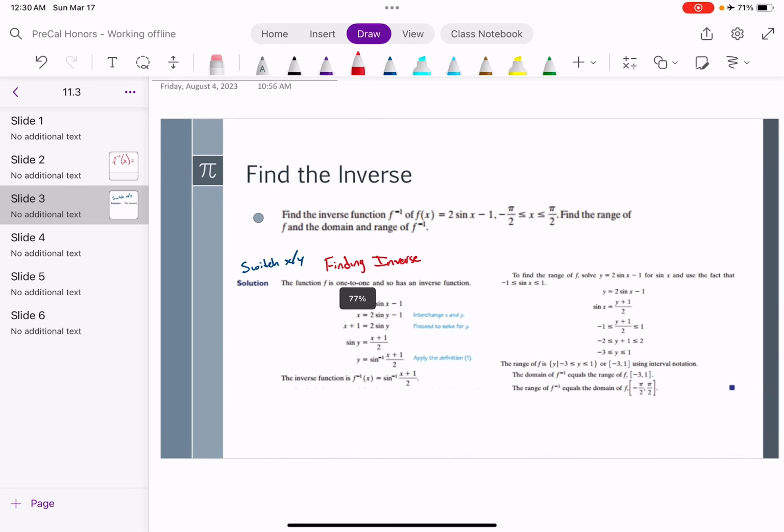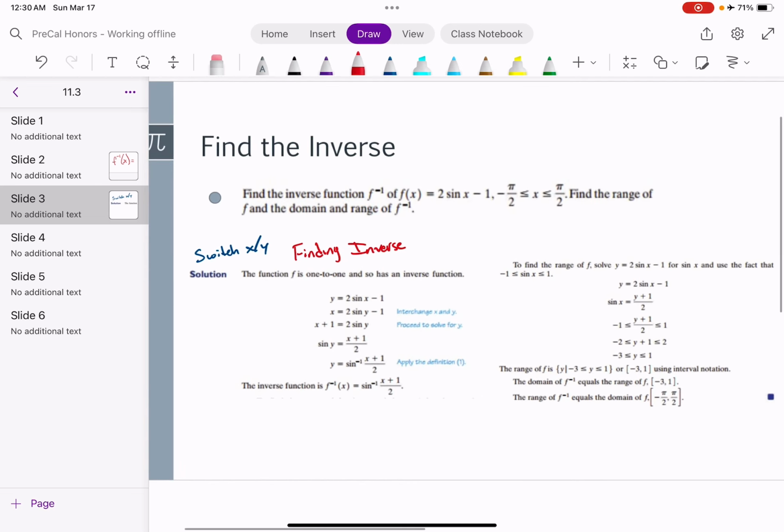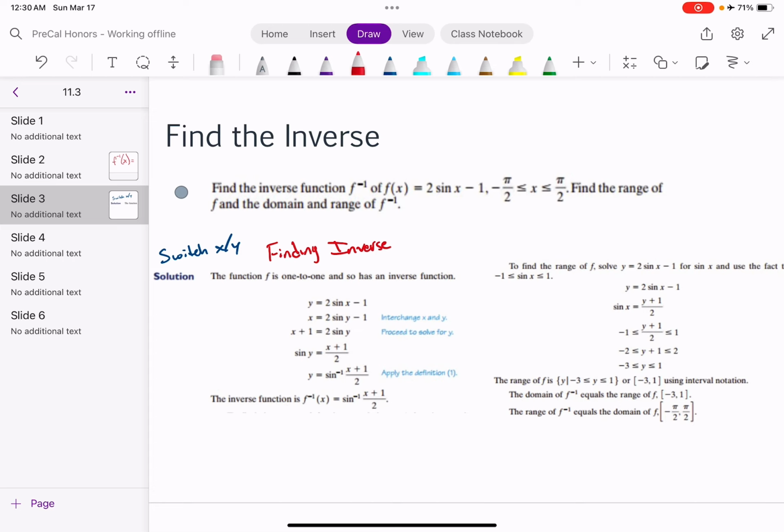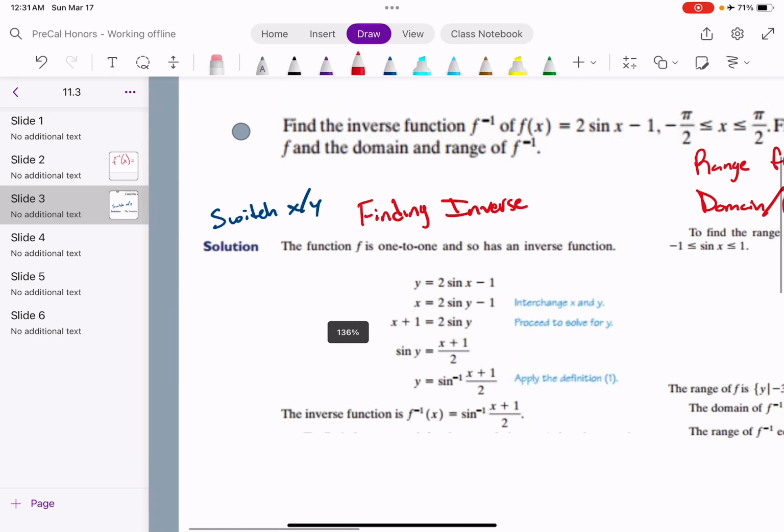In slide 3, we have an actual problem in which we are finding the inverse. So on this left-hand side, we are going to go ahead and find the inverse. And on the right-hand side, we are going to be finding the range of our original equation. And we are going to find the domain and range of our inverse. So let's begin with the left-hand side. We begin with our original equation.